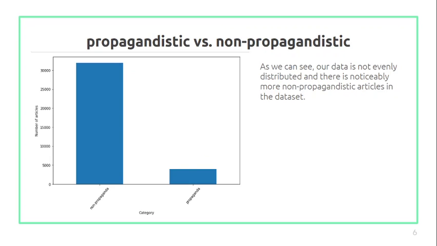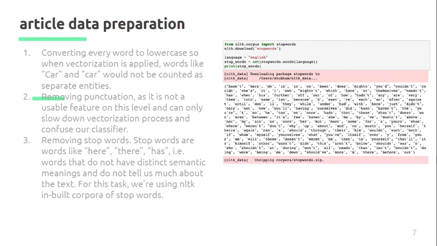Next thing we have to do is to explore our distribution by classes, so how our text data is distributed as being either propagandistic or not propagandistic. As we can see, our data is not evenly distributed, and there are noticeably more non-propagandistic articles in the dataset. Next thing we have to do is to prepare our data, because raw text data is not a useful feature when it comes to machine learning models.